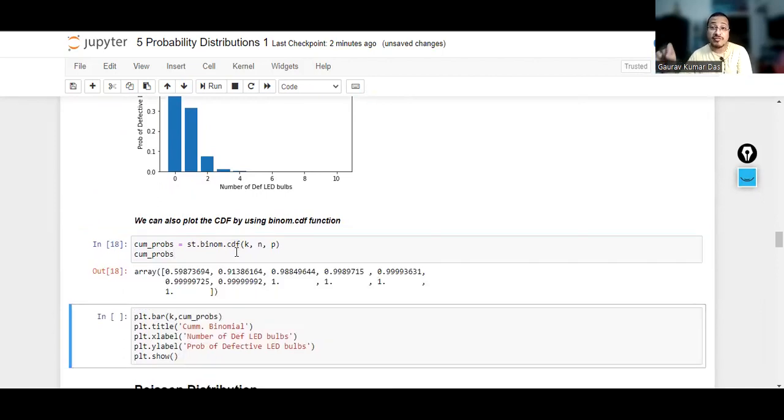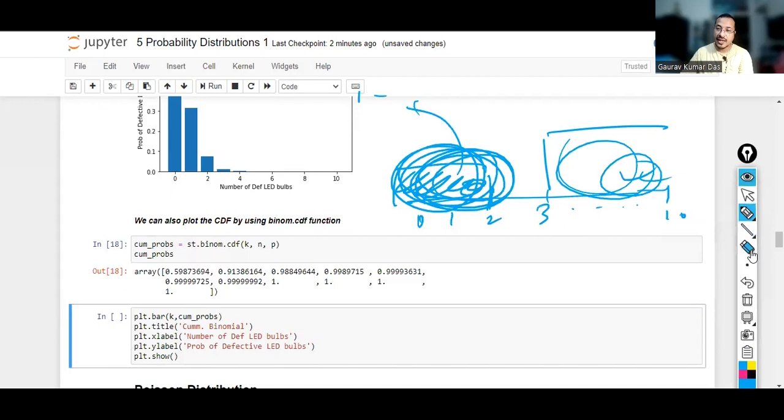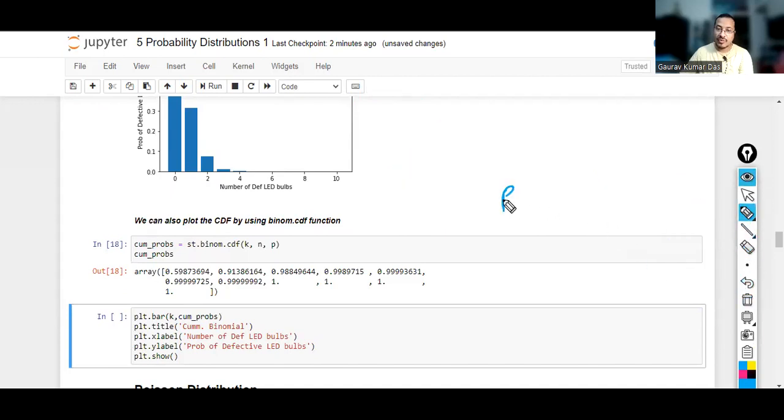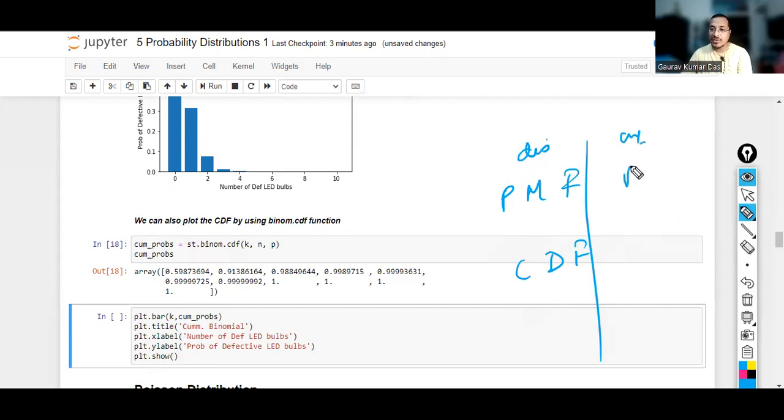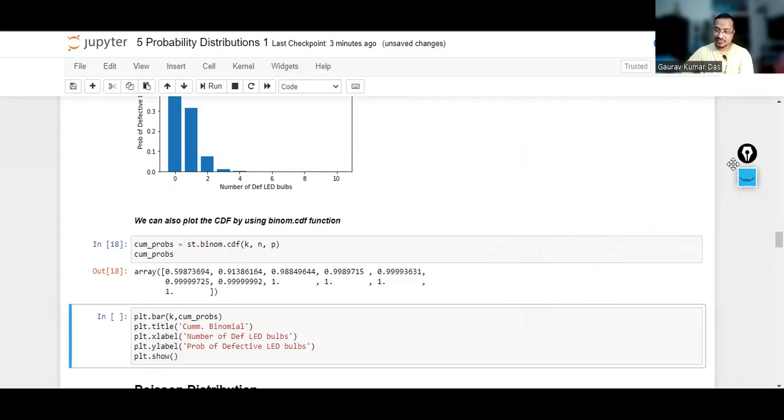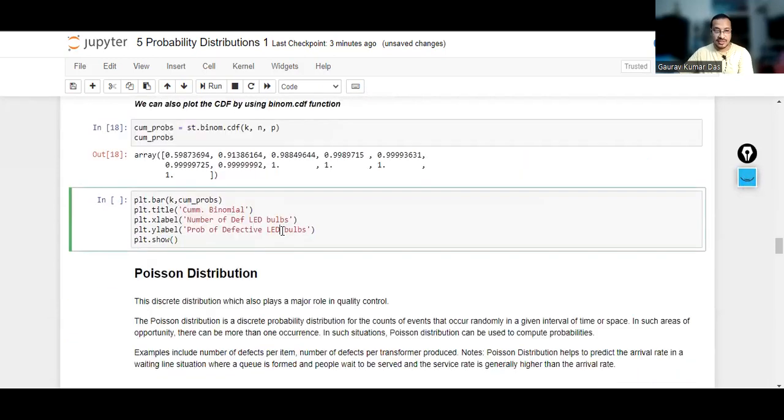It's not called a cumulative mass function. It's called cumulative distribution function. For discrete random variables, we call it probability mass function, and the cumulative is called cumulative distribution function. However, for continuous distributions, we call it PDF and CDF. Just remember this, guys.